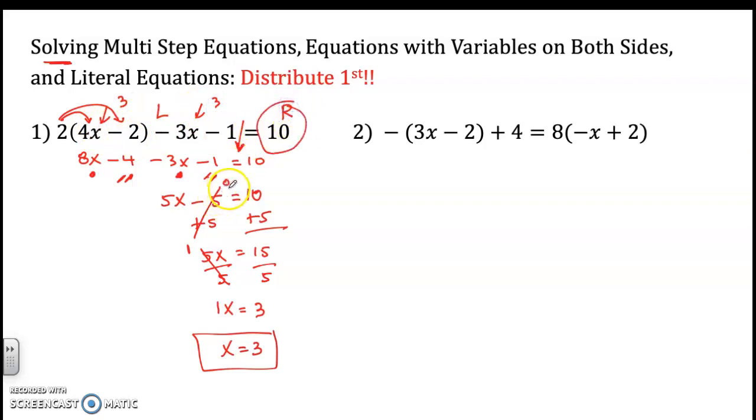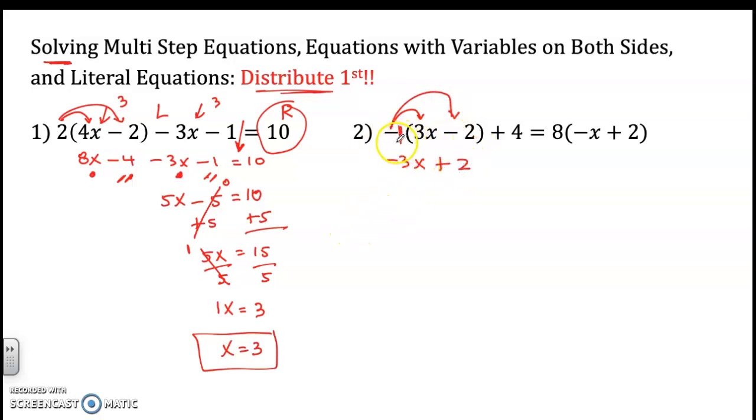Okay? Alright, let's go. Number 2. Again, more parentheses on both sides. So the first thing is distribute. Now, guys, there's a negative in front of the parentheses, but there's no number. So technically you have a -1. So -1 times 3x is -3x. -1 times -2: negative times negative is positive. 1 times 2 is 2.